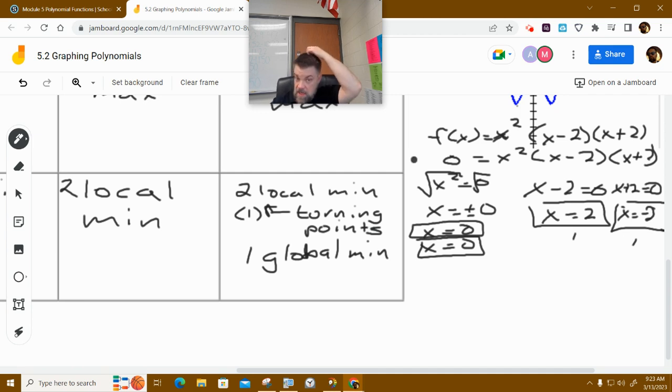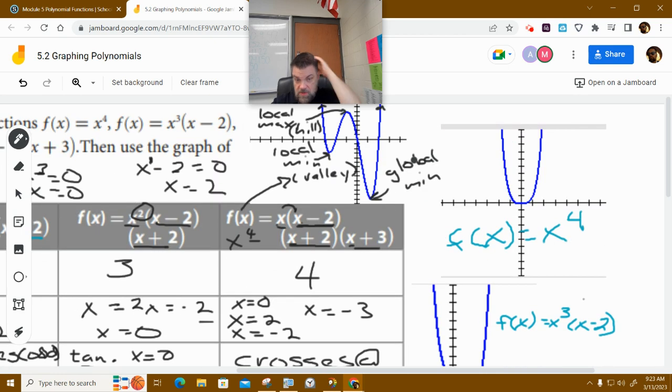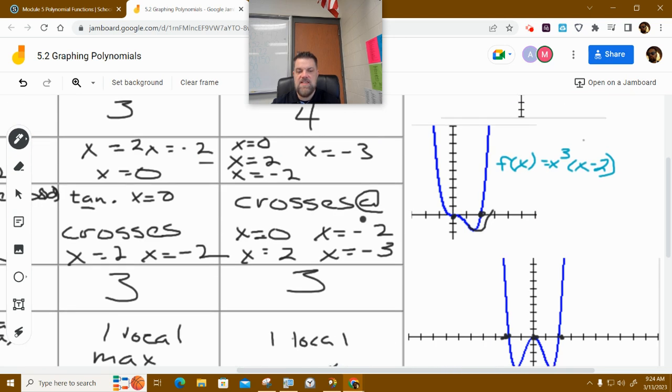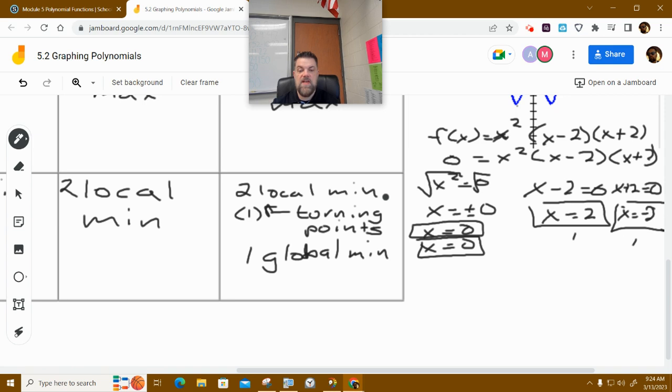Okay. You know what we didn't double check though? Does it cross the x-axis 4 times? It crosses here, here, here, and here. We said -3, yep. -2, yes. 0, yes. And +2. Did it cross through the x-axis? Yes, it did. And that's it. That's all we had to do.